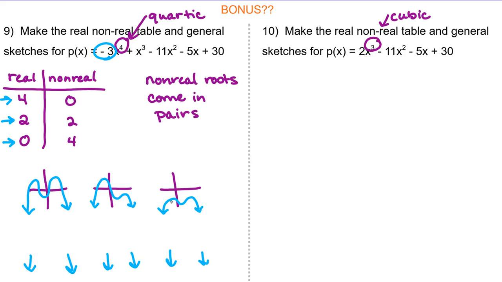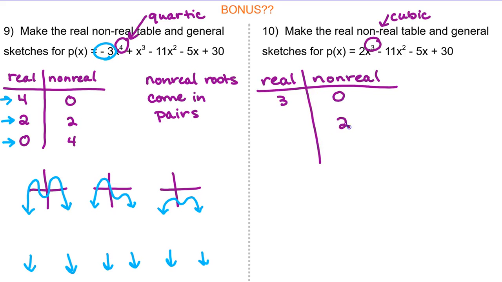Okay, you can try number 10. So this one's cubic, it has a total of 3 roots. But still, non-real roots only come in pairs. So for the non-real roots, it could be 0 non-real and 3 real. Or if it's not 0 non-real, it would be 2 non-real and thus only 1 real root, because the total number of roots is always 3 for this kind of problem.